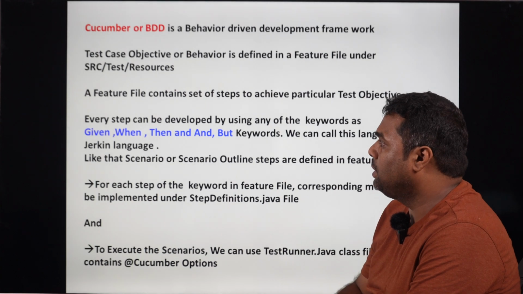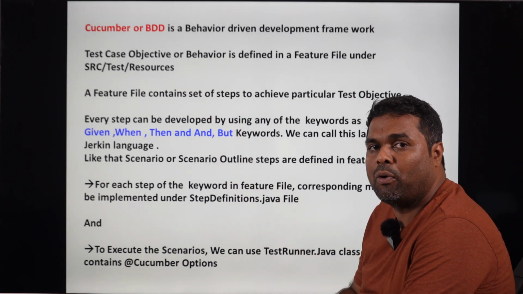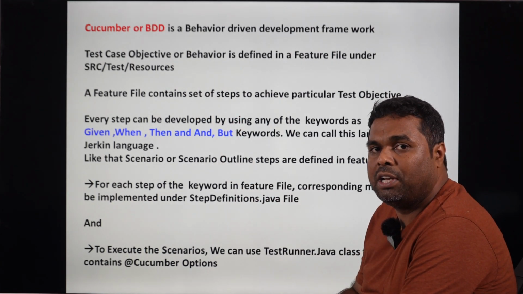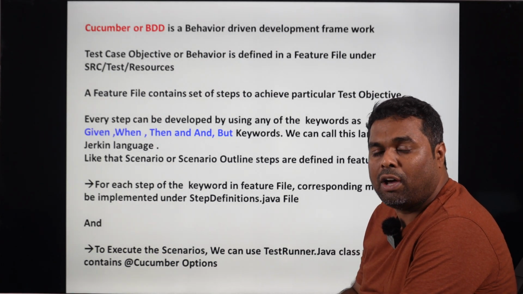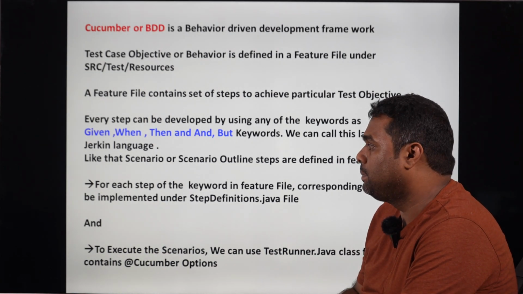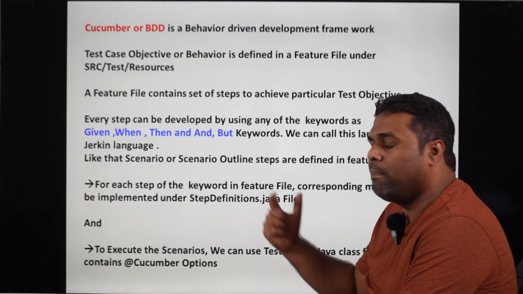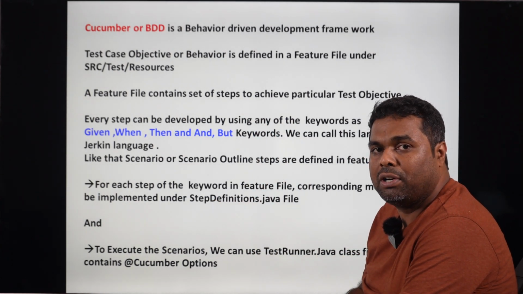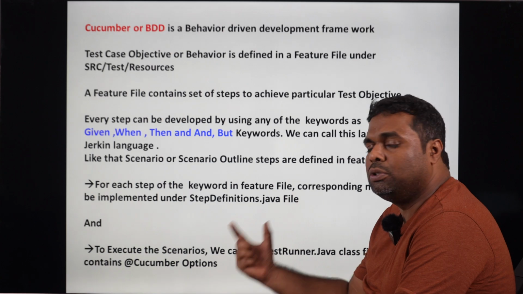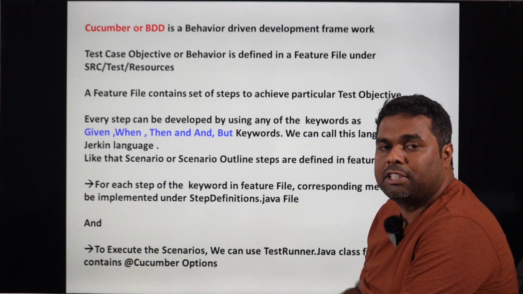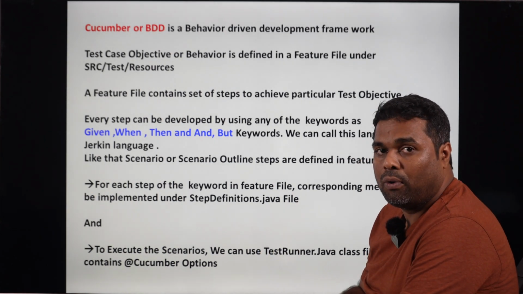Simply, in a feature file we will write the background section, scenario and scenario outline, which contain a set of steps to define a particular test objective. Every step will be implemented under the step definition.java file, and to execute the scenarios we can use the testrunner.java class file. Now let us go to the next slide.